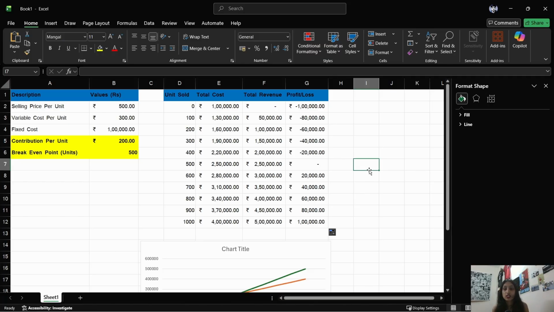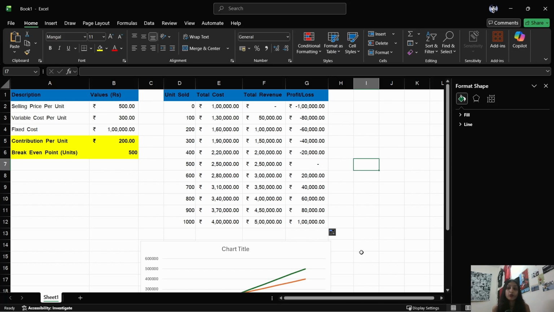So here you can see at 100 units, the loss is 80,000, and at 400 units, the loss is 20,000, and at 500 units, there is no loss, no profit. So it's 0. And at 800 units, the profit is 60,000, and at 1,000 units, it is 1 lakh. Let's interpret the results.